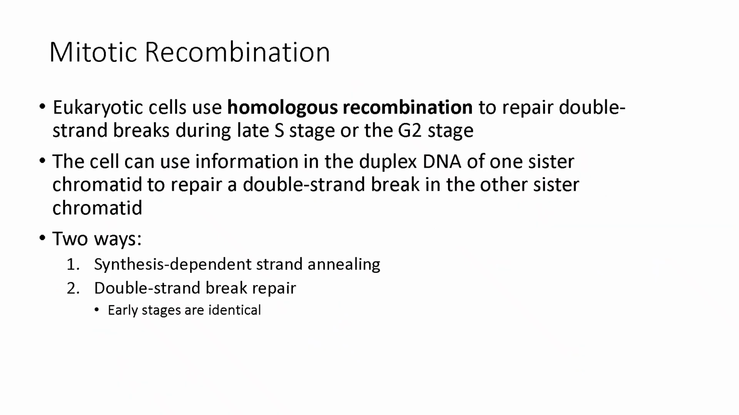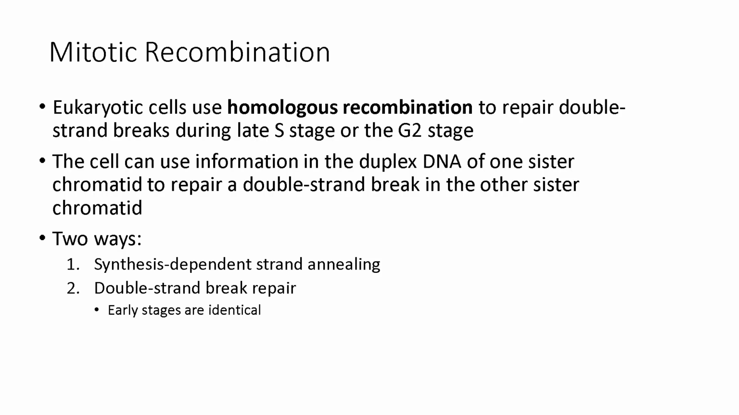In eukaryotic cells, mitotic recombination primarily serves as a repair mechanism for double-strand breaks during the late S or G2 phases of the cell cycle. During these stages, a sister chromatid is available to provide an accurate template for repair.